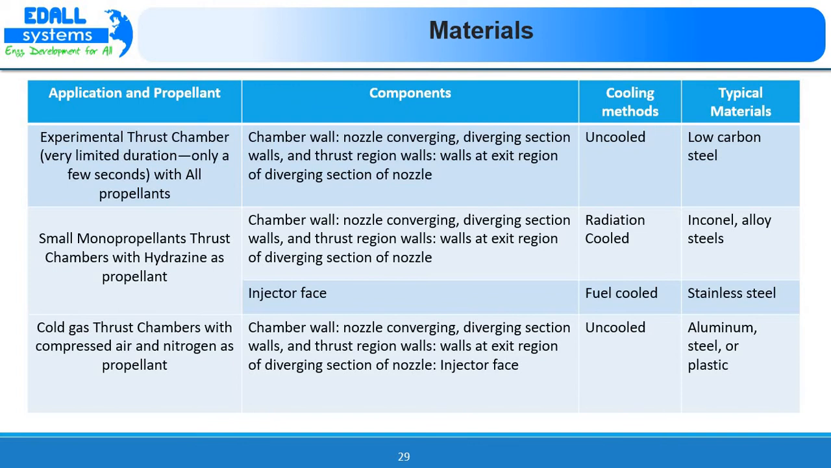Then the cold gas thrust chambers, with compressed air and nitrogen as propellant, which we saw just now. For all the components, aluminium, steel or plastic is used because they are very small and no cooling is required in such small thrust chambers. Next we will see some fabrication processes.